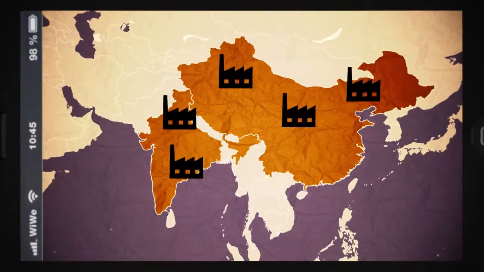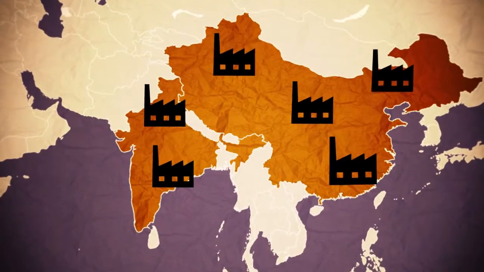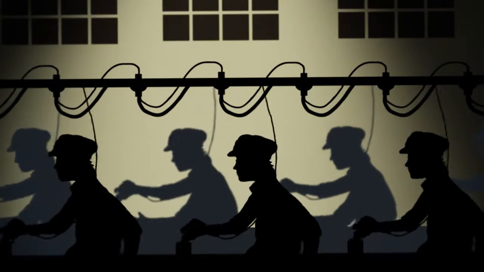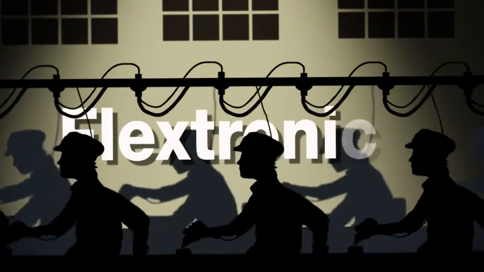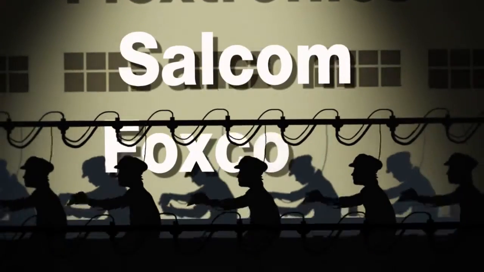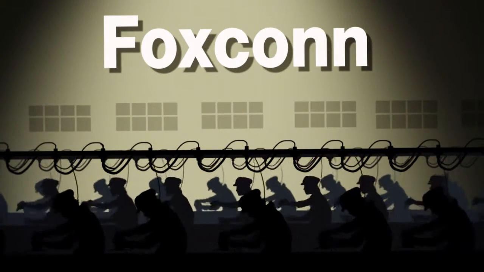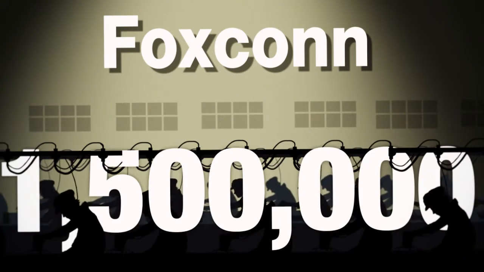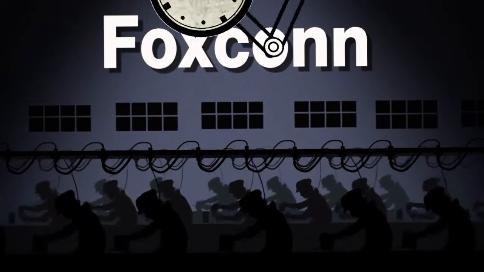The production of individual components and assembly are mostly done at factories in China and India. These factories are run by companies like Flextronics, Salcom, and Foxconn. Foxconn has become one of the main producers of electronics worldwide. Almost 1.5 million people are employed in its factories. There too, working conditions are disastrous.